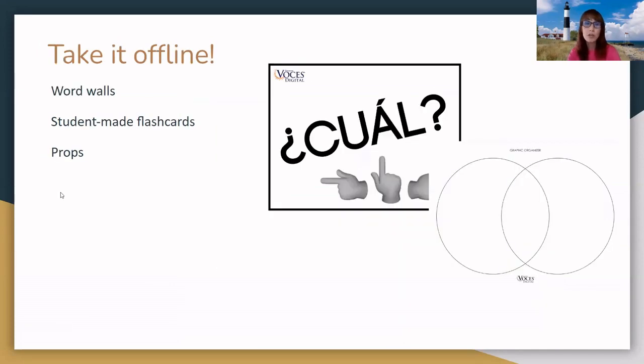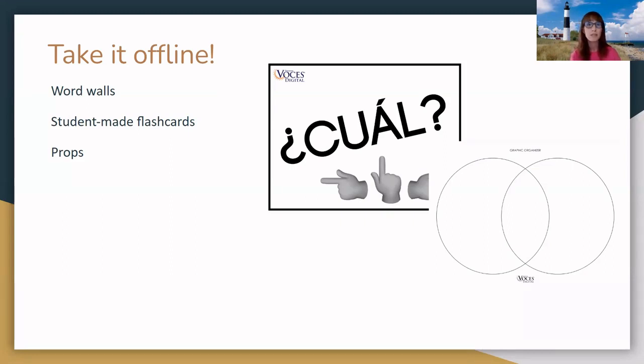And you can also take your vocabulary offline. So I gave a few suggestions here. You should have word walls in your classroom. I've got an example of a question word poster that Bellringers Digital provides. But anytime that you're working on words, if it's conducive to your classroom, stick some words up or label things in your classroom to help your students understand it better.